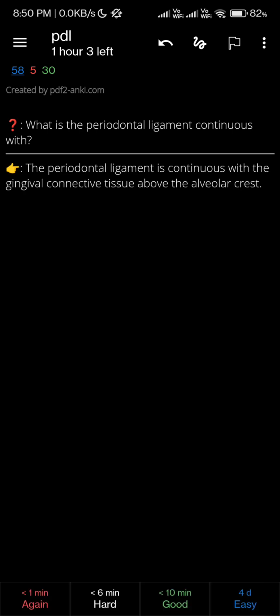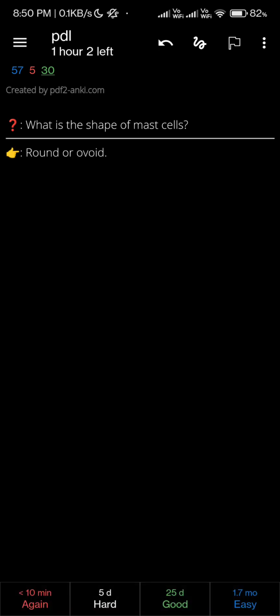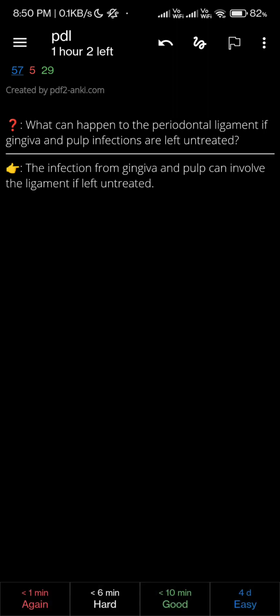What is the periodontal ligament continuous with? It is continuous with the gingival connective tissue above the alveolar crest. What is the shape of the mast cells? Round and ovoid. What can happen to the periodontal ligament if untreated? It will affect the PDL, if gingiva and pulp are untreated.